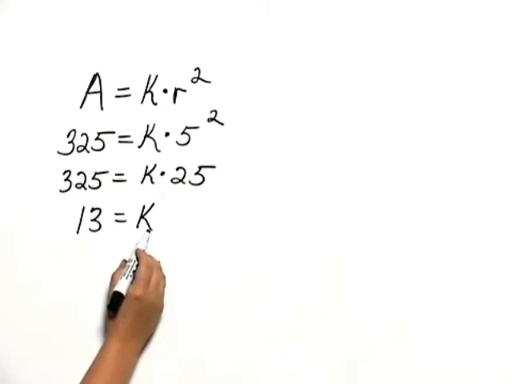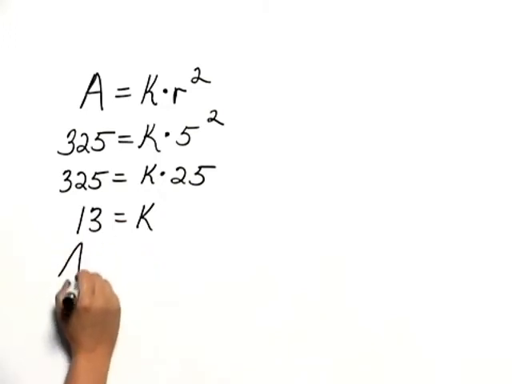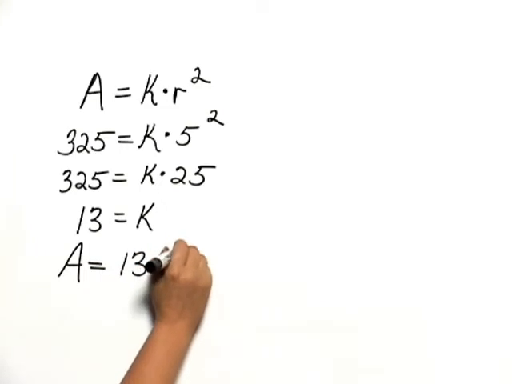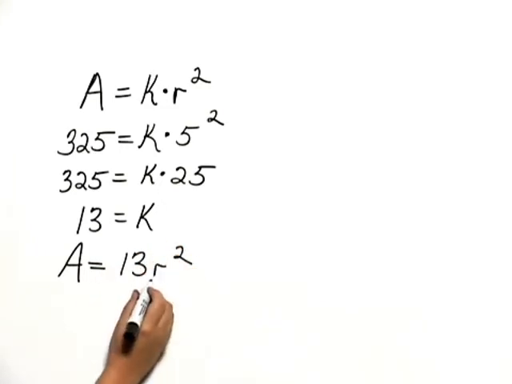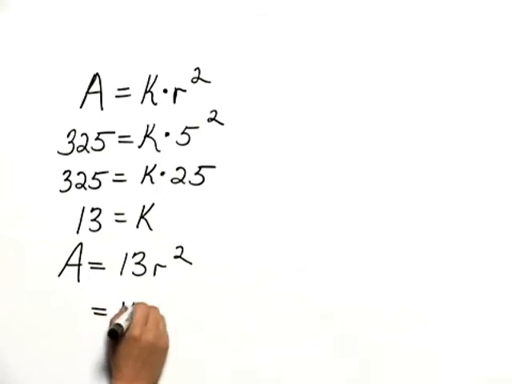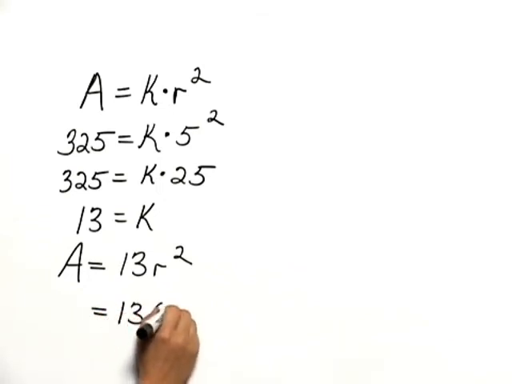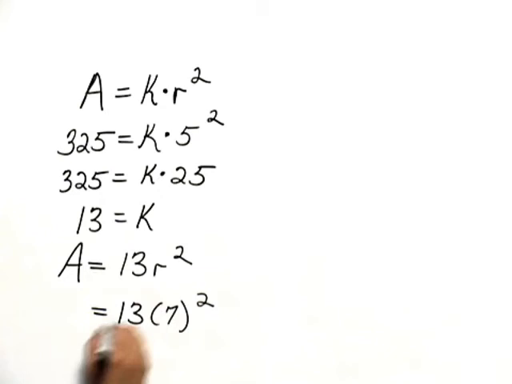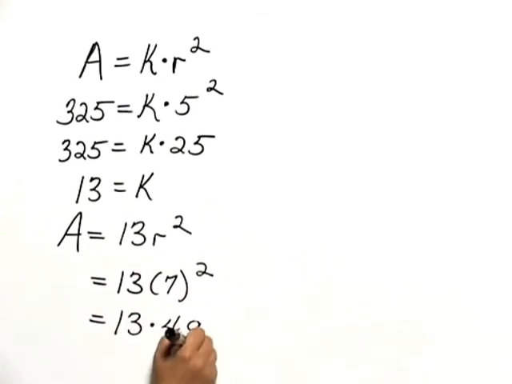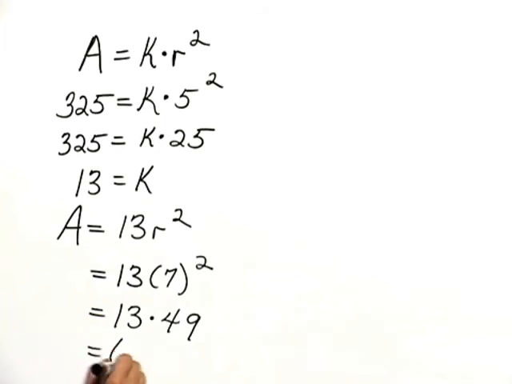Now this is the first step because this gives us the actual equation for this particular situation. A equals 13 R squared. Now we can find the surface area when the radius is 7 inches. All we have to do is substitute 7 for R. That gives us 13 times 49, which is 637.